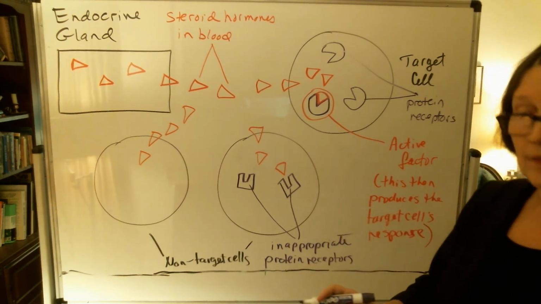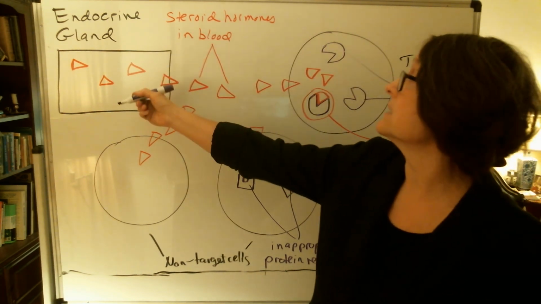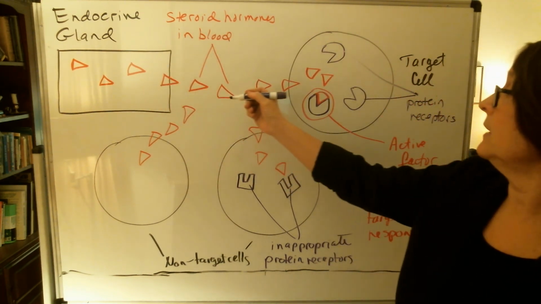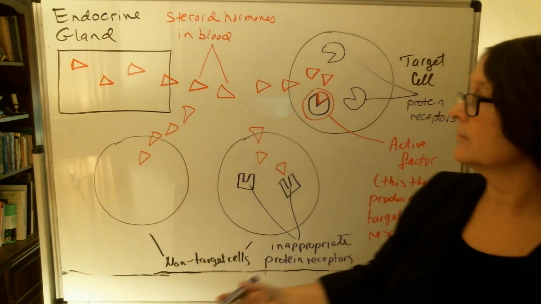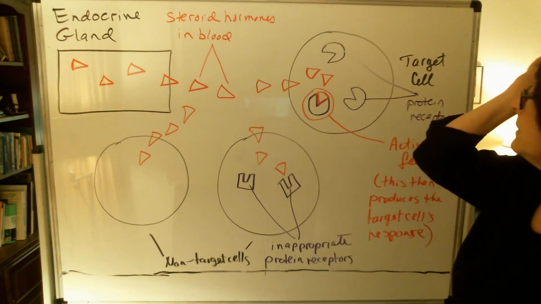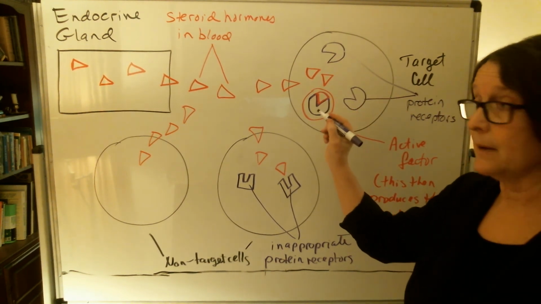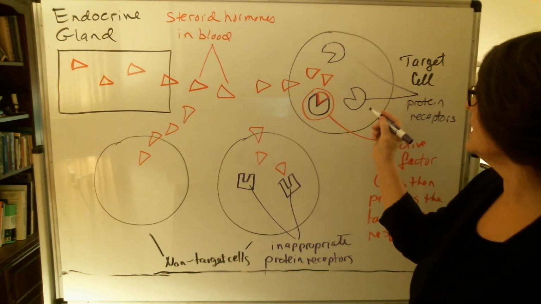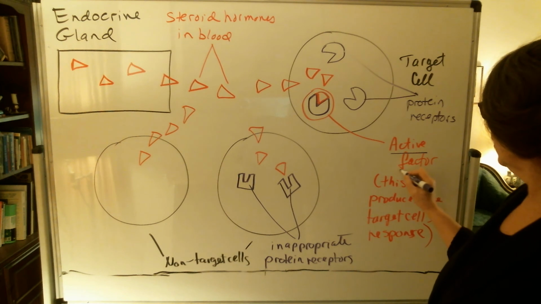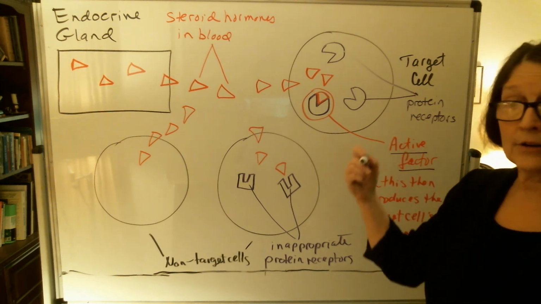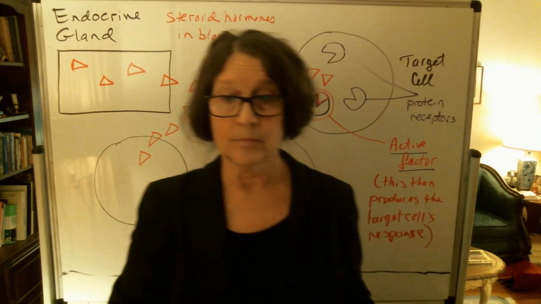So anyway, that then is how the one messenger model works. These steroid hormones go into the bloodstream, they enter all the cells because they can go straight through the cell membrane, and then they interact with appropriate protein receptors in the target cells, and together they form the active factor. And it is the active factor then that creates the hormonal effect. And that's the end of this lecture.